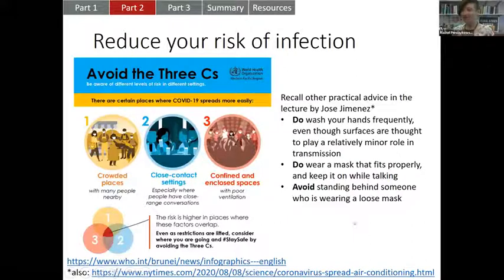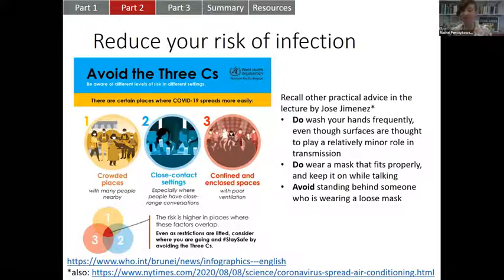So to summarize this part of the talk, to reduce your risk of infection, you really got to follow these 3 C's. So avoid these 3 C's: avoid crowded places, avoid close contact settings, and avoid confined and enclosed spaces.